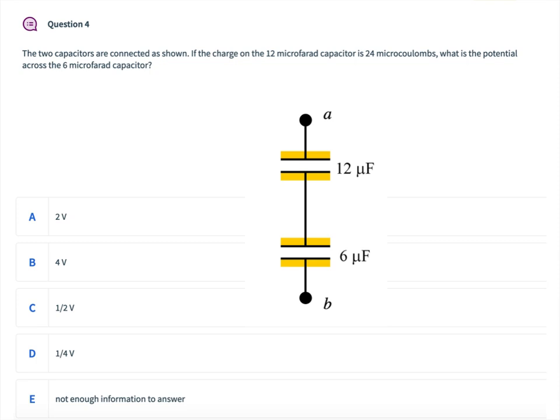All right, now we're back to the two capacitors in series. We're told the charge on the 12 microfarad capacitor is 24 microcoulombs. Turns out because they're in series, they have the same charge, so I'm just going to write that down. And we're asked to find the potential across the 6 microfarad capacitor. Well, now I've made it easy for myself. The voltage is going to be Q over C, which is going to be 24 microcoulombs over 6 microfarads, and that's going to be 4 volts.